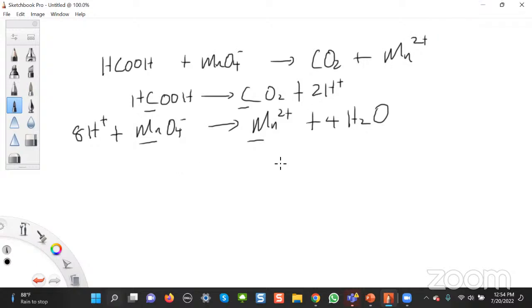Adding electrons to both sides. Okay, so how many electrons would you add to the first half equation, and to which side would you add those electrons? 2 to the right. Okay, so we're going to add 2 electrons to the right. What about the second half equation? How many electrons would you add, and to which side? 5 to the left. Okay, so we're going to add 5 electrons here. All right, very good. What's the next step?